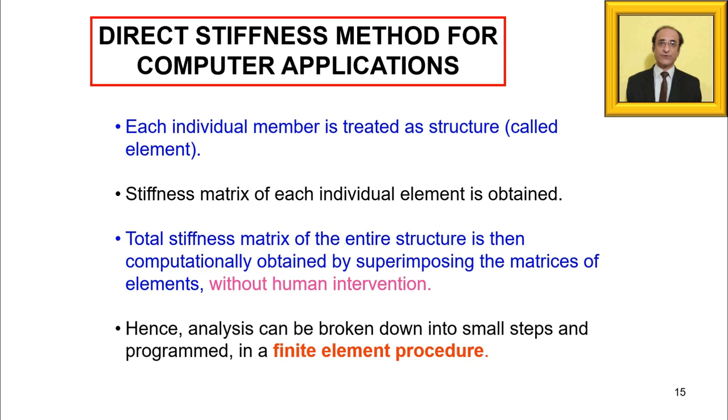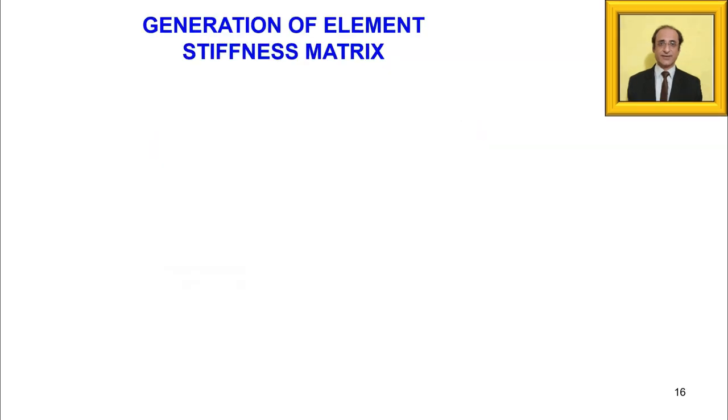So we break down the analysis and we form a recursive loop. One by one, each element is processed, various elements of the matrix are used. So at the end we obtain the stiffness matrix of the whole structure. All this process has to be done automatically using computers without involving any human intervention. So the first thing is we have to generate the stiffness matrix of the member.